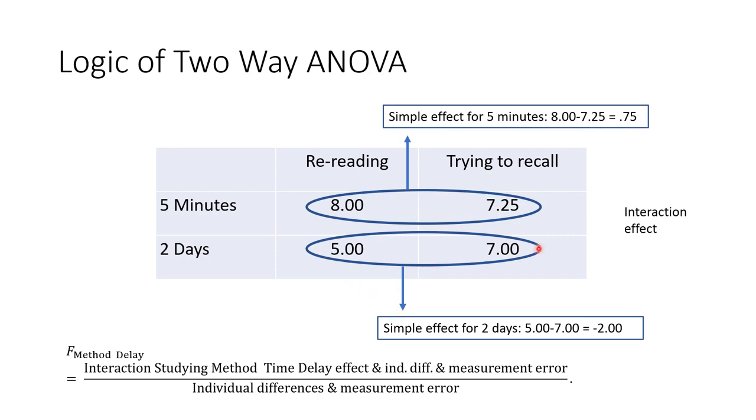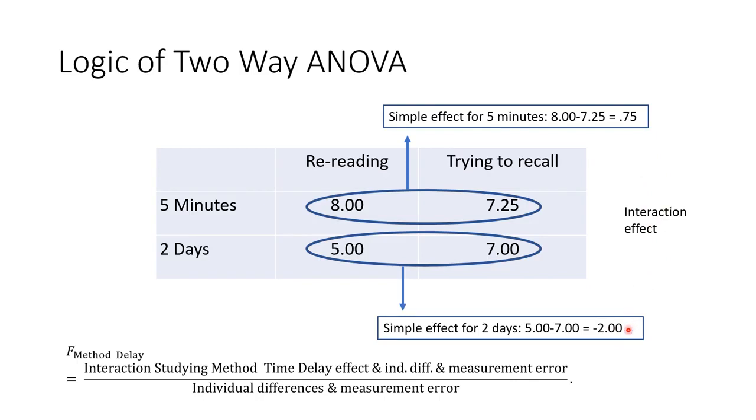We also generate a simple effect for the 2-day delay condition, and that simple effect is -2. The negative is important. You need to subtract in the same direction. So 8 minus 7.25 is 0.75, and 5 minus 7 is -2. So what the interaction is testing is the difference between these simple effects.